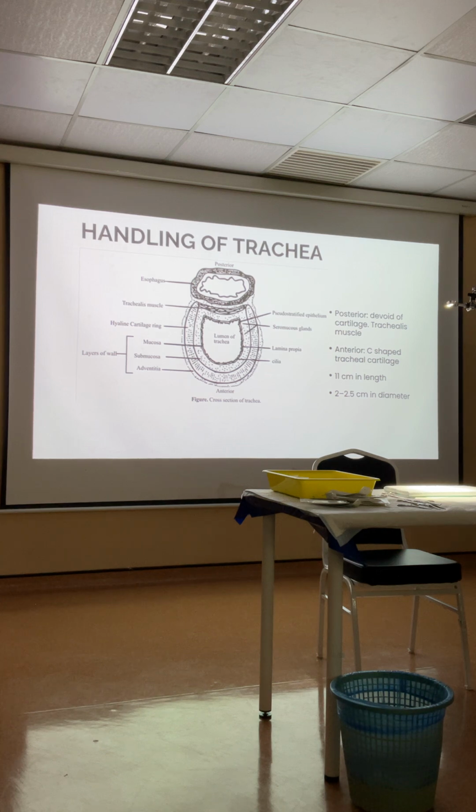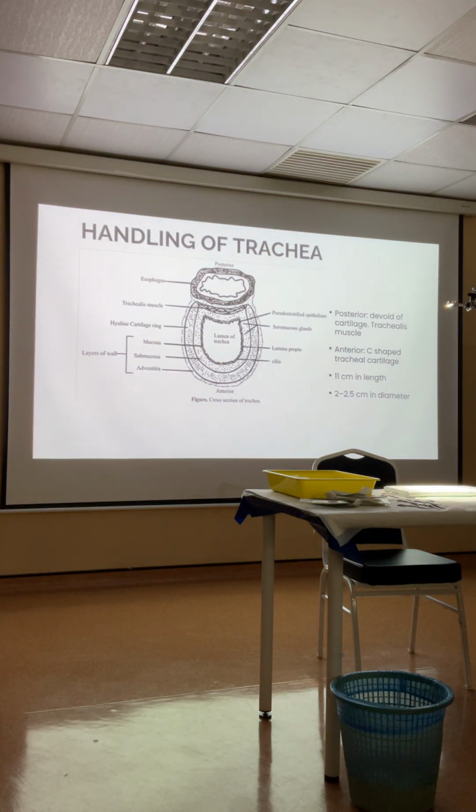The main thing is you want to dissect as close as possible to the trachea. As long as you're dissecting as close as possible to the trachea, you're minimizing injury to the recurrent laryngeal nerve. So you need to clear up the pretracheal fascia and dissect as close as possible on the trachea to reduce trauma to the recurrent laryngeal nerve. Our trachea is about 11 centimeters in length and the diameter may vary between 2 to 2.5 centimeters, depending on whether it's a large patient or a male or female patient. Usually a male will have a slightly larger trachea compared to a female.